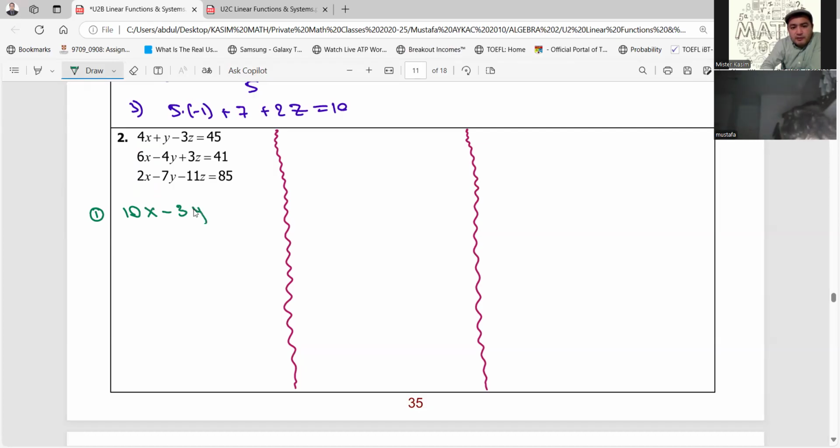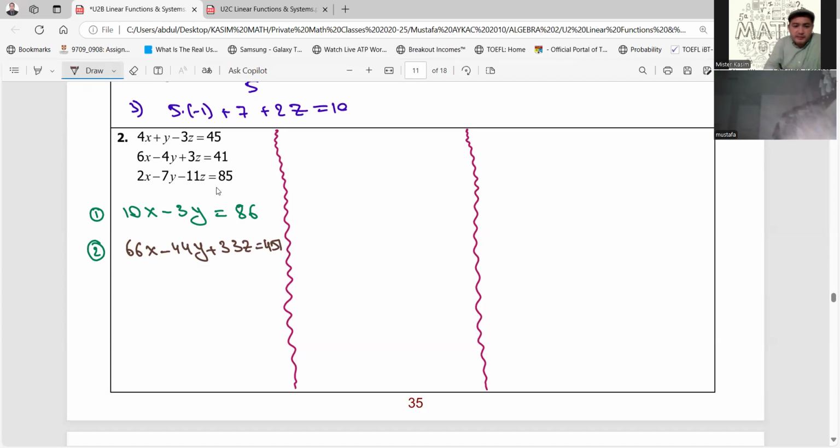10x minus 3y equals 86, right? And to get the second one, 3 and 11 are prime numbers. The only way is I need to multiply the first one by 11, the second one by 3. So multiply by 11: 66x minus 44y plus 33z. That's equal to 11 times 41, right? 41 times 11 is equal to 451.